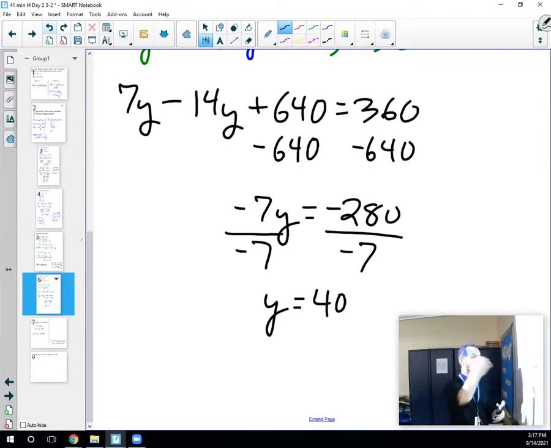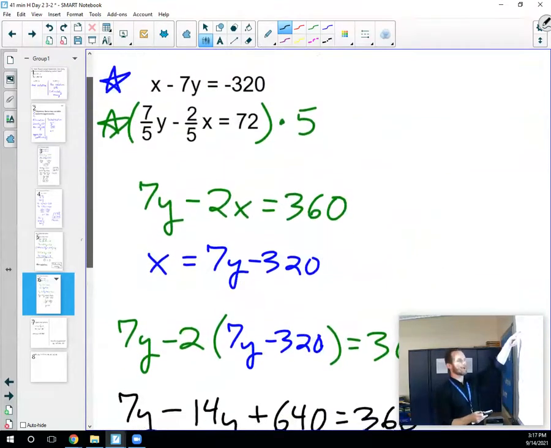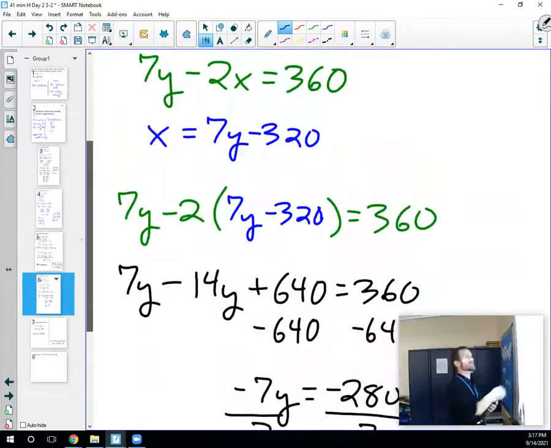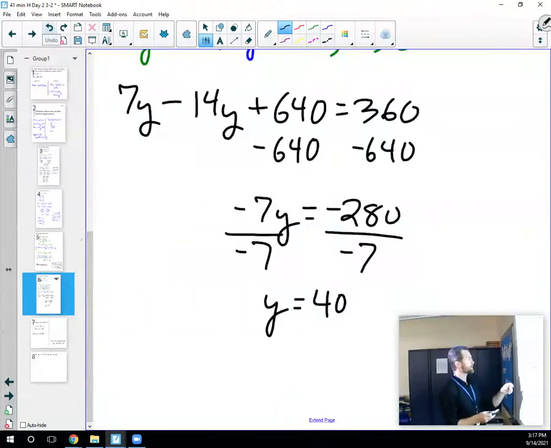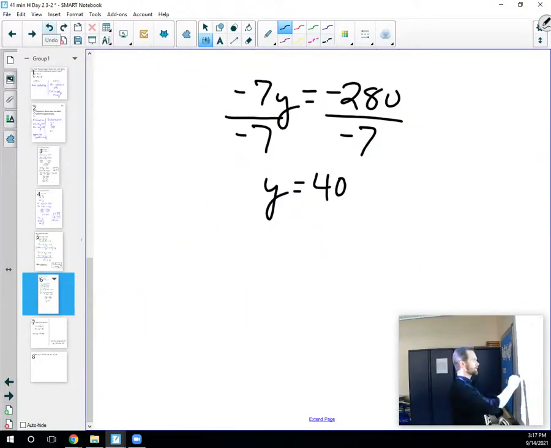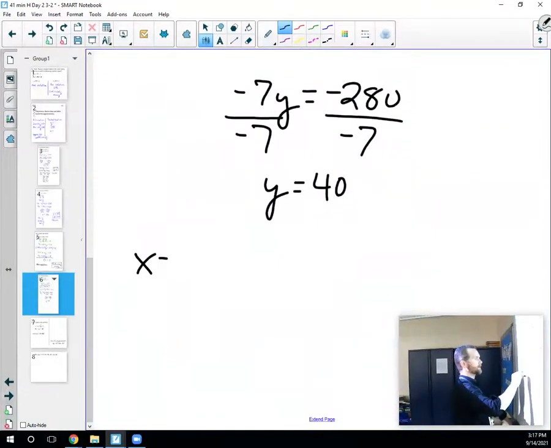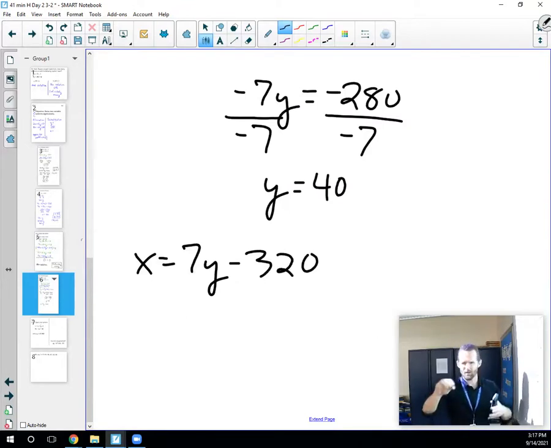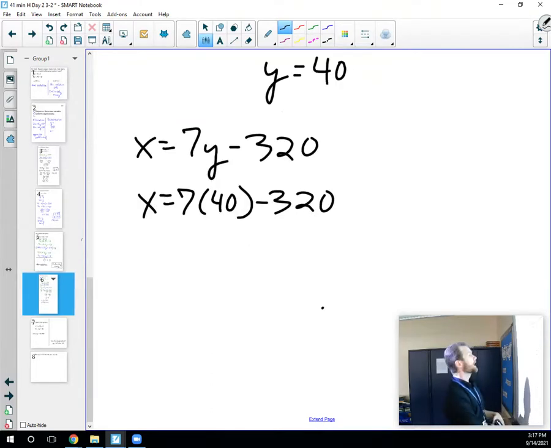And now we just take that and plug it back in to whichever equation looks easiest to deal with. I'm actually going to use this one. X equals 7y minus 320. Let's copy that one down here. So x equals 7y minus 320. Again, if you want to substitute in as you're writing that and go straight to x equals 7 times 40, that's cool. I'm just showing all my work, so hopefully the video is easier to follow.